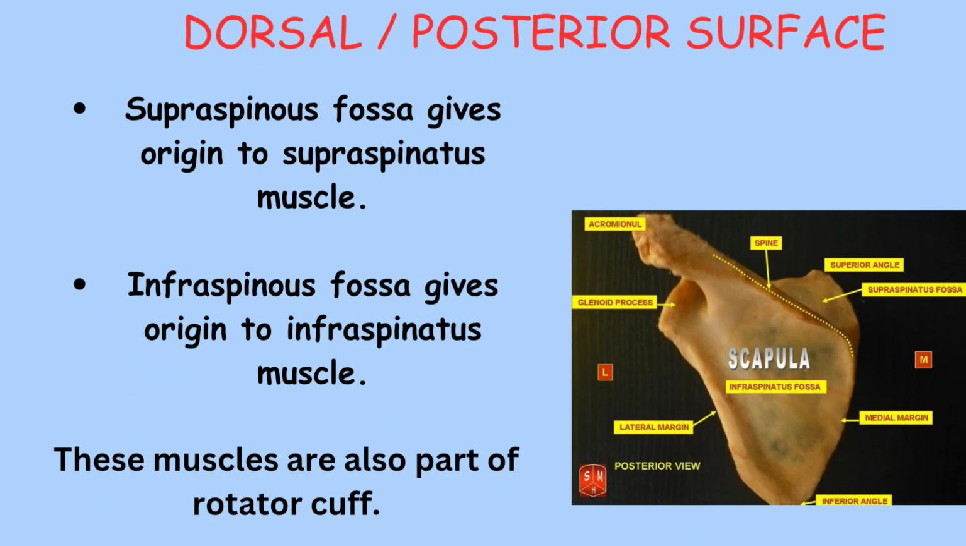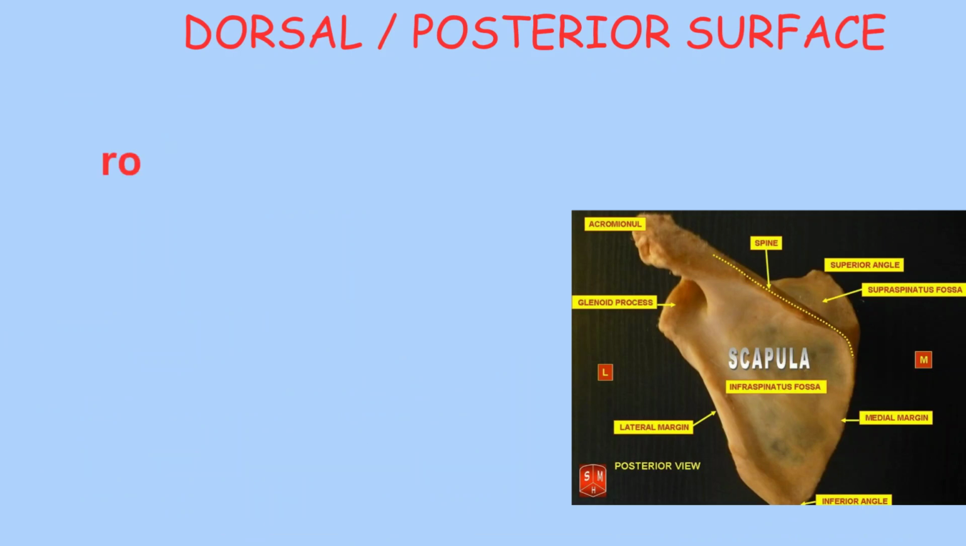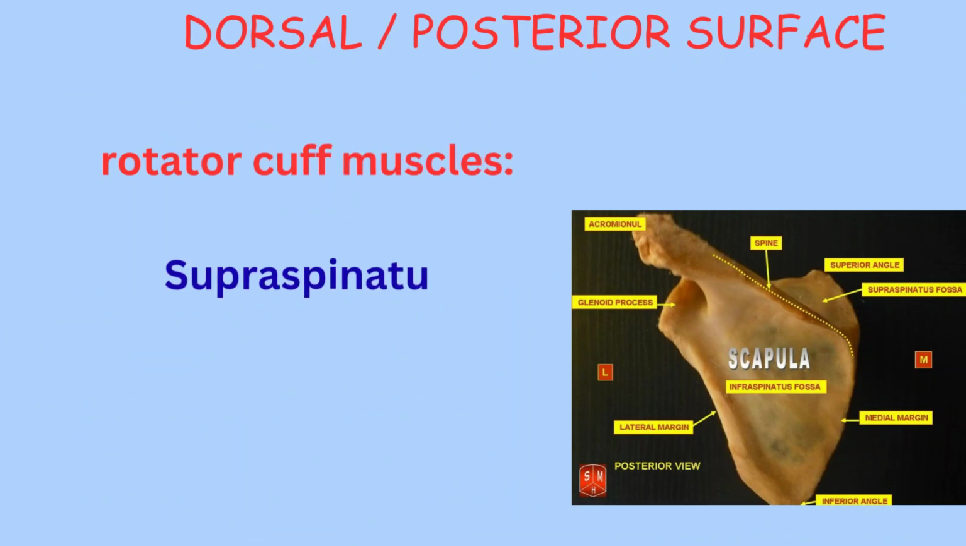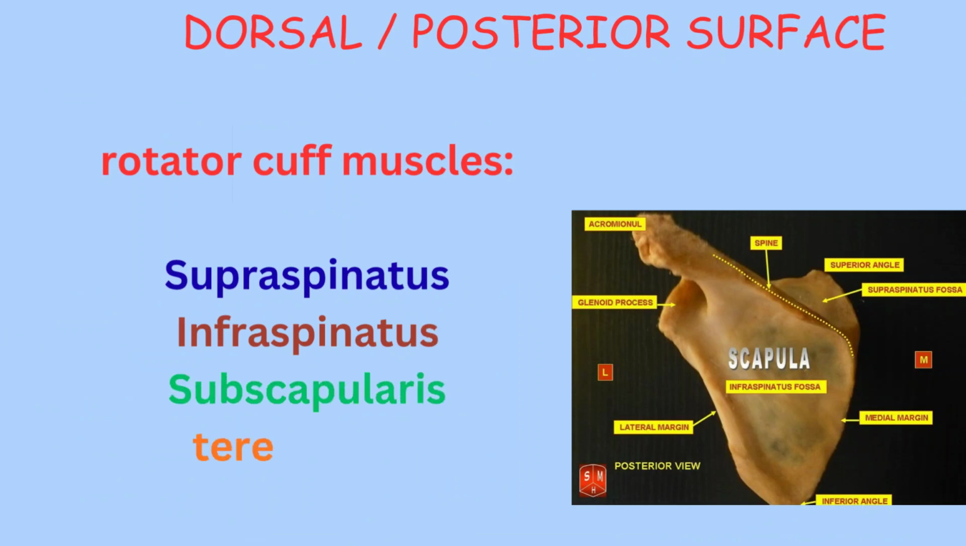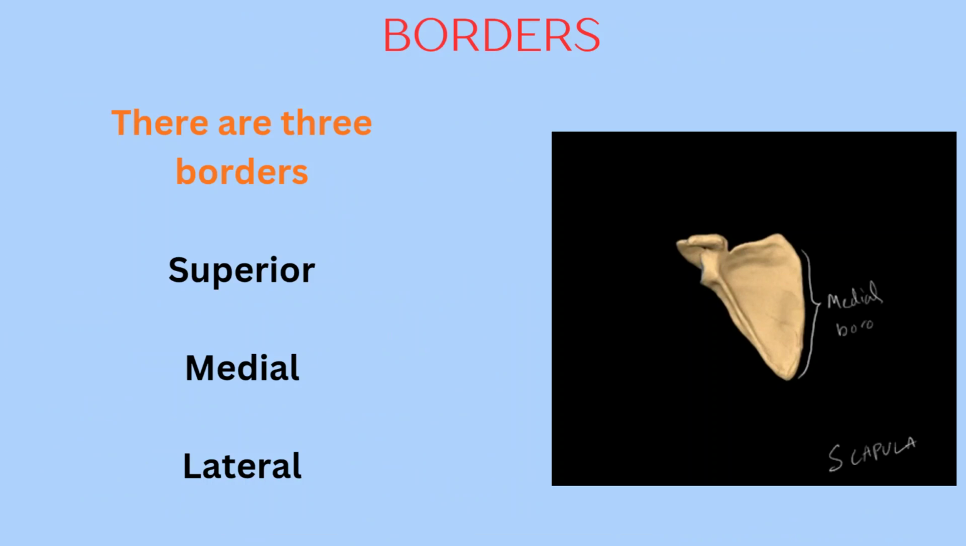These muscles are also part of the rotator cuff. So now you know 3 rotator cuff muscles: supraspinatus, infraspinatus, subscapularis. The 4th one, teres minor, attaches to the lateral border. Borders of the scapula. There are 3 borders: superior, medial, lateral.